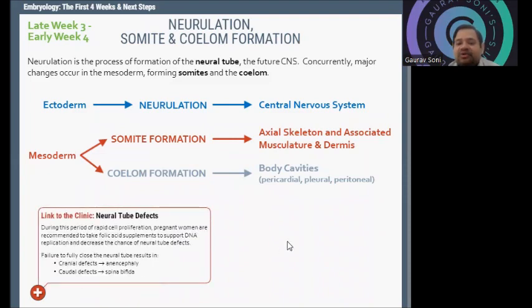This stage is very important because the neural tube is going to be formed, which will convert into the future CNS. So at this particular time of rapid cell proliferation, pregnant women are recommended to take folic acid supplements to support DNA replication and decrease the chances of neural tube defects. If the neural tube is not completely closed, then there are some anomalies which can happen, like cranial defects, that is anencephaly, and caudal defects, that is spina bifida. So this is the importance of neurulation.